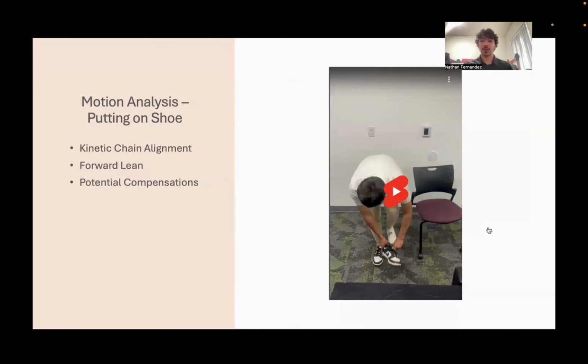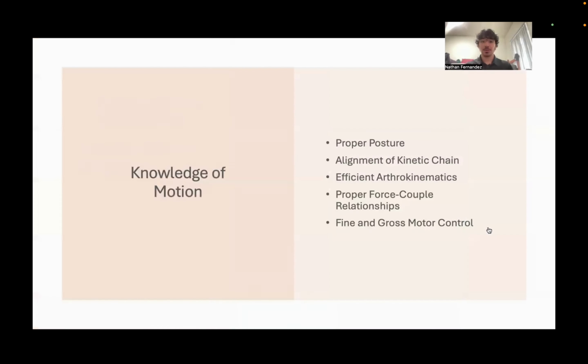Excellent. Well, those conclude our motion analysis. Next, we move on to the knowledge of the motion. So, starting with proper posture. And this is for our sit-to-stand exercise to start.